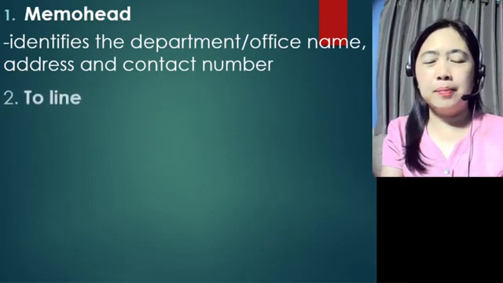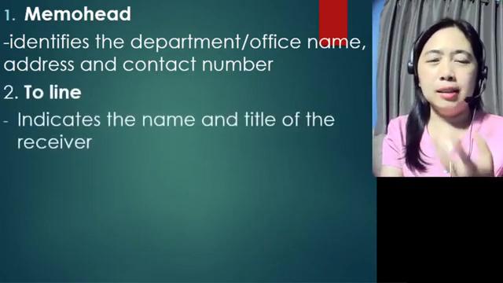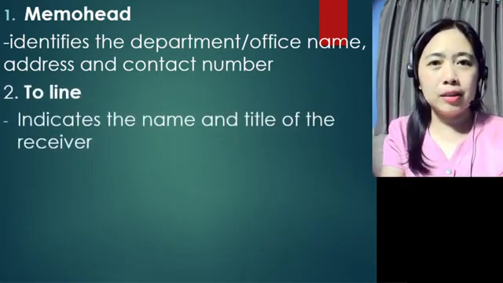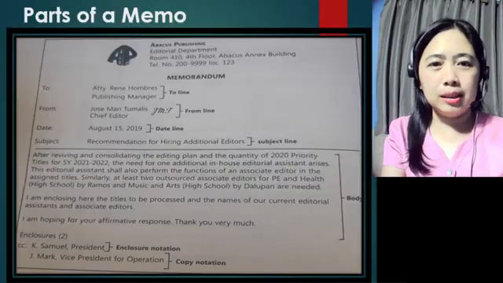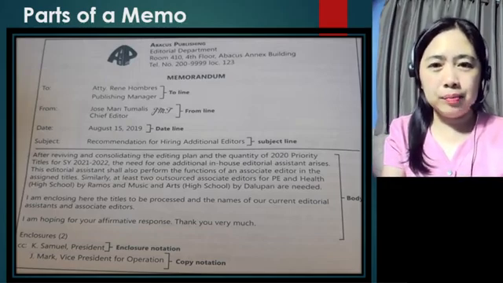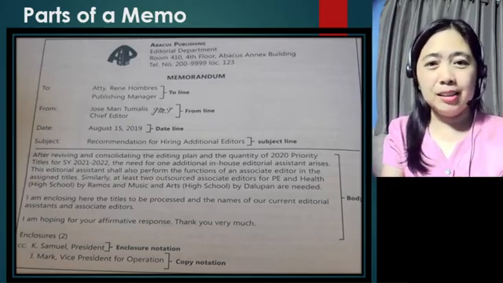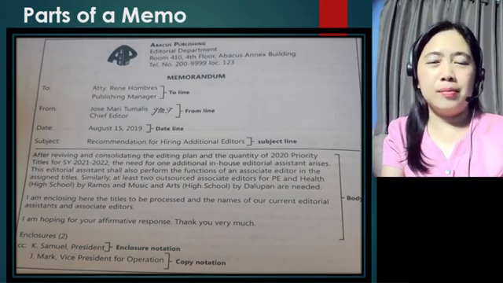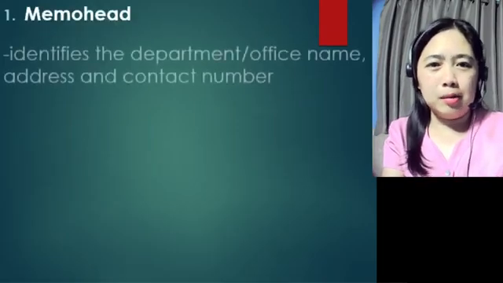contact number. The To line indicates the name and the title of the receiver. Notice here, To line: Attorney Rene Hombres, and then his position in the organization, which is publishing manager. The position is important.